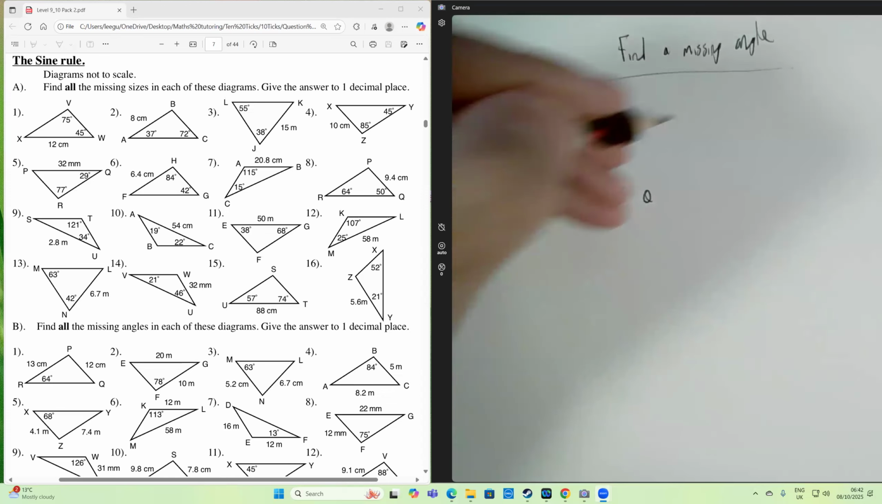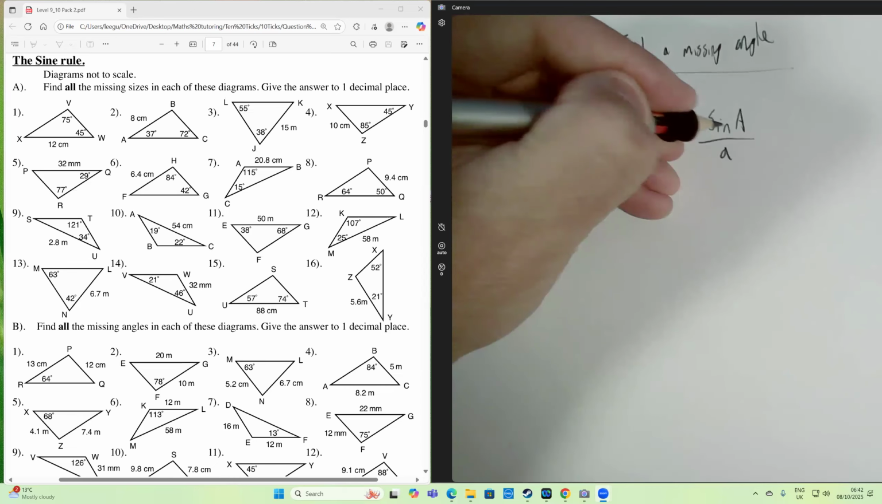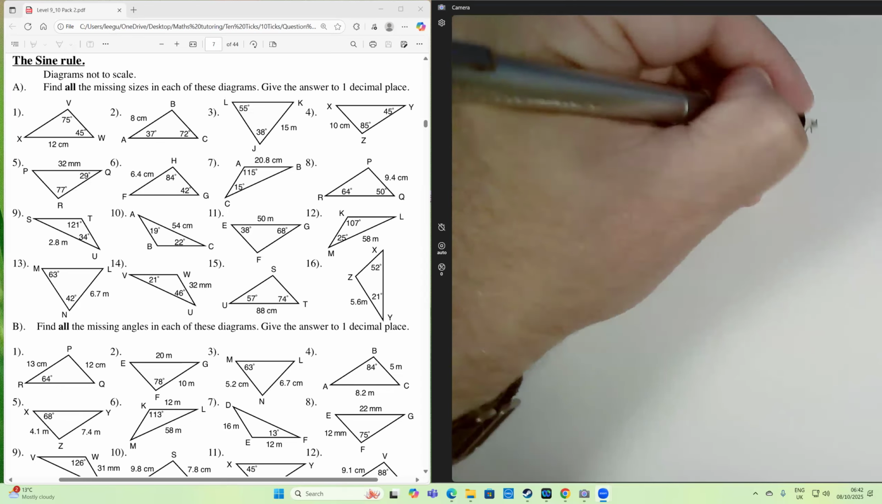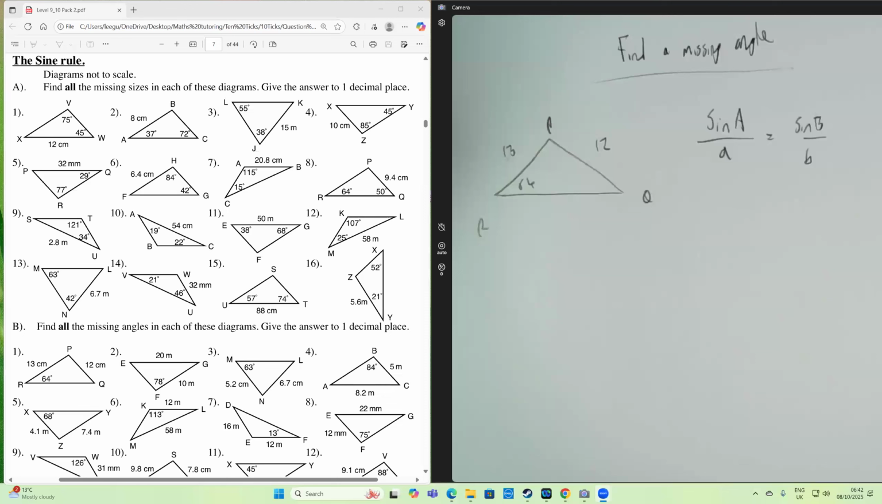Now, when you're finding an angle, you use this version of the sine rule. So sine A over a equals sine B over b. It's kind of a reciprocal version of the one that we used before.